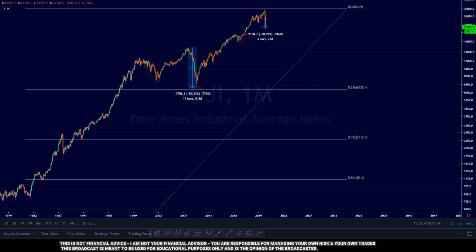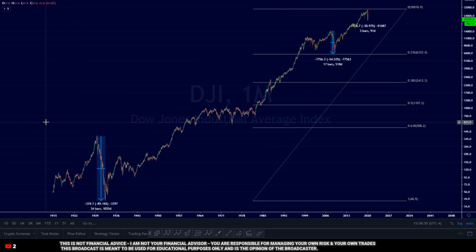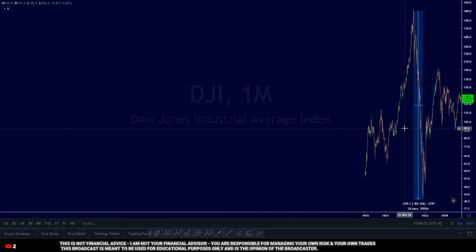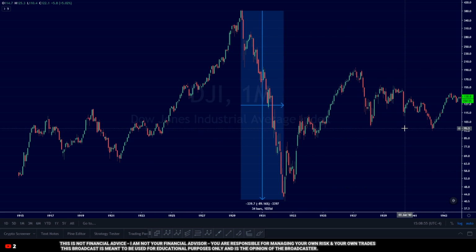So let's go ahead and take a look. I'm going to start here with the Dow Jones. I'm going to take a look going all the way back to 1929, and I promise I'll do this quick. Let's go back to 1929, back when we had the Great Depression. When this ticker started accumulating was back here in 1914.